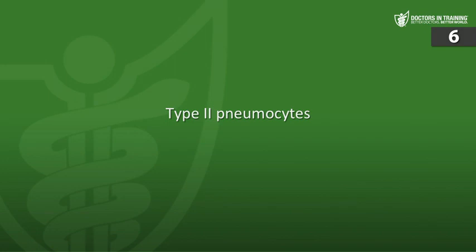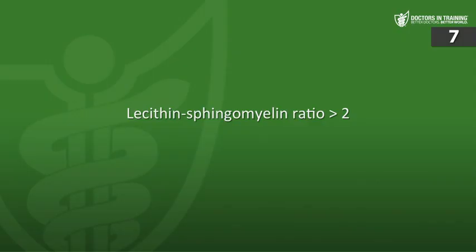Next question, what cell type proliferates during lung damage? Remember, the type 1 pneumocytes are kind of wimpy. They die, they can't come back, but the type 2 can. So type 2 pneumocytes are going to differentiate and grow. Next, what amniotic fluid measurement is indicative of fetal lung maturity? Remember, your lecithin to sphingomyelin ratio, if it's greater than 2.0, you're doing pretty good.